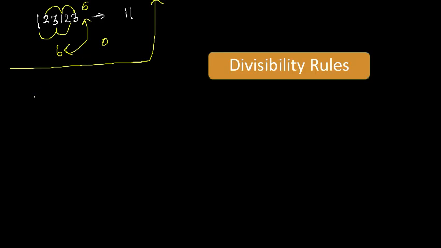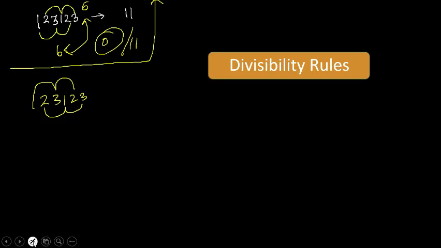I hope it is clear. So it is 1, 2, 3, 1, 2, 3. Just add the alternate digits, and their difference should be 0 or a multiple of 11. Then your number is divisible by 11. I hope the rule is clear.